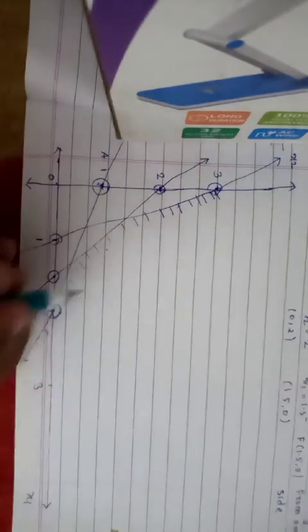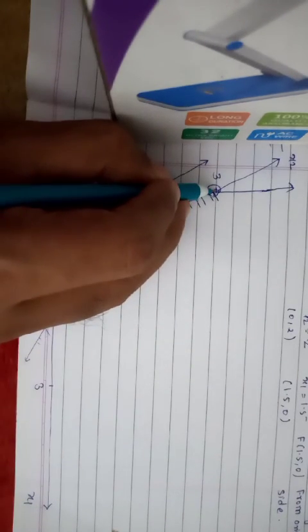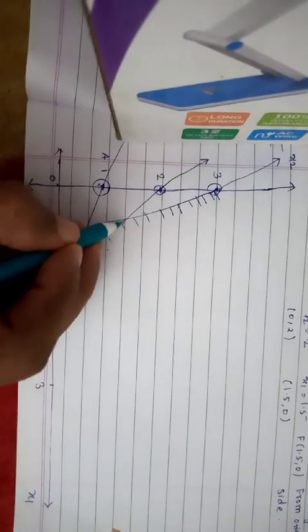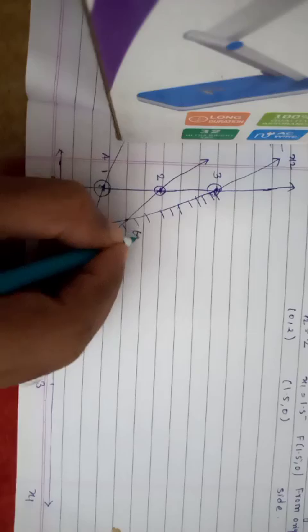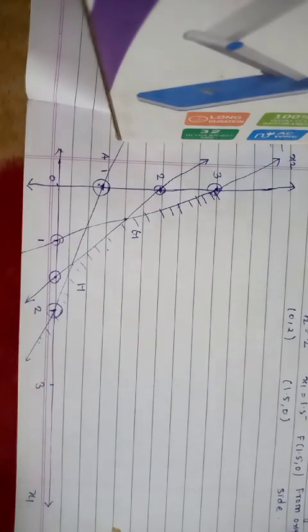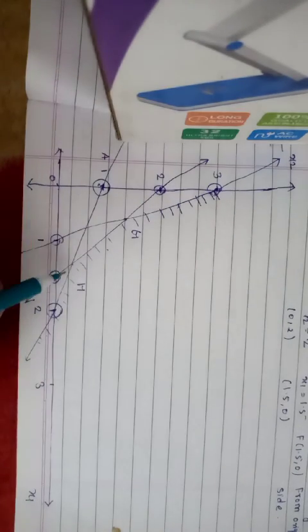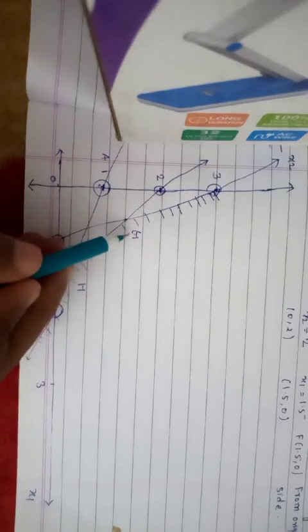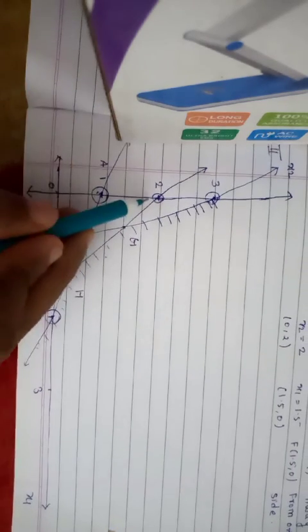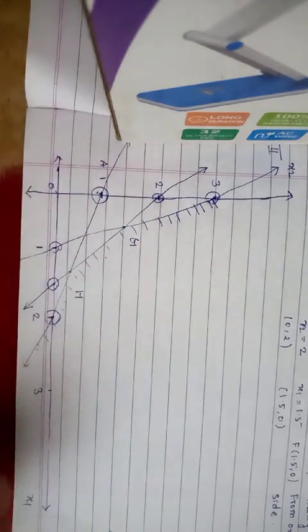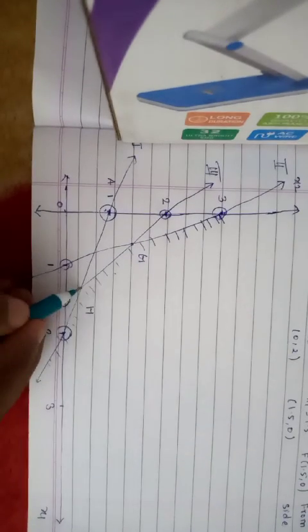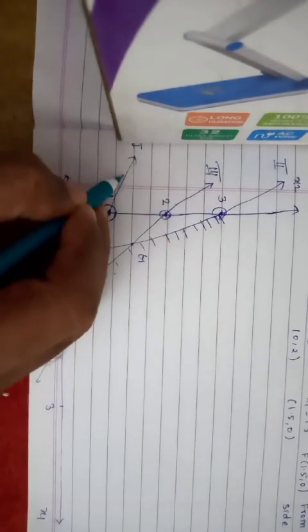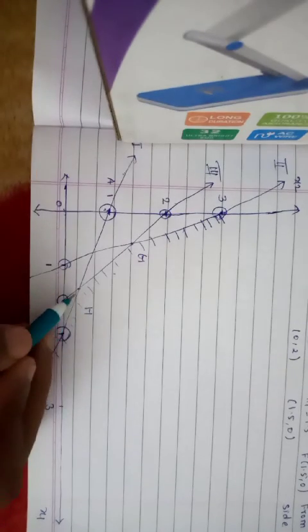Now the corner points: this point is 0 comma 3, and this is also a corner point and this is also a corner point. Name these as G and H. So we need the coordinates of G and H. To identify G we have to solve these equations simultaneously. To identify H we need to solve equations 3 and 1 simultaneously. You will get the point H.